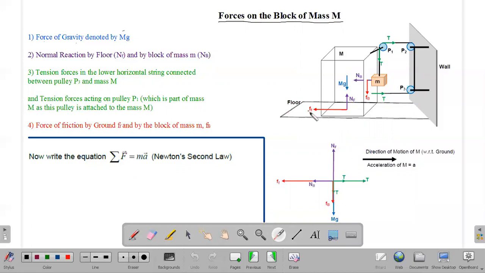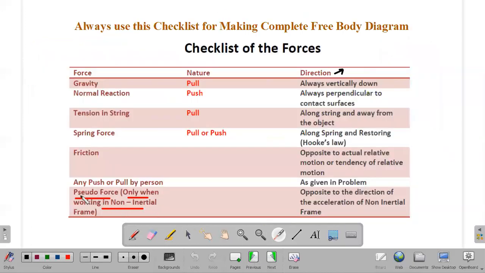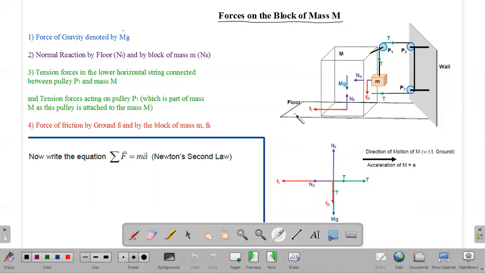This FF is the friction by floor, and this FB is the friction by block. These two friction forces will act on this bigger mass because it is in contact with two rough surfaces. So therefore, it must be acted upon by two friction forces. Then to the next point, is there any push or pull by an external force by some person as given in this problem? Answer is no. There is no external push or pull on this object.